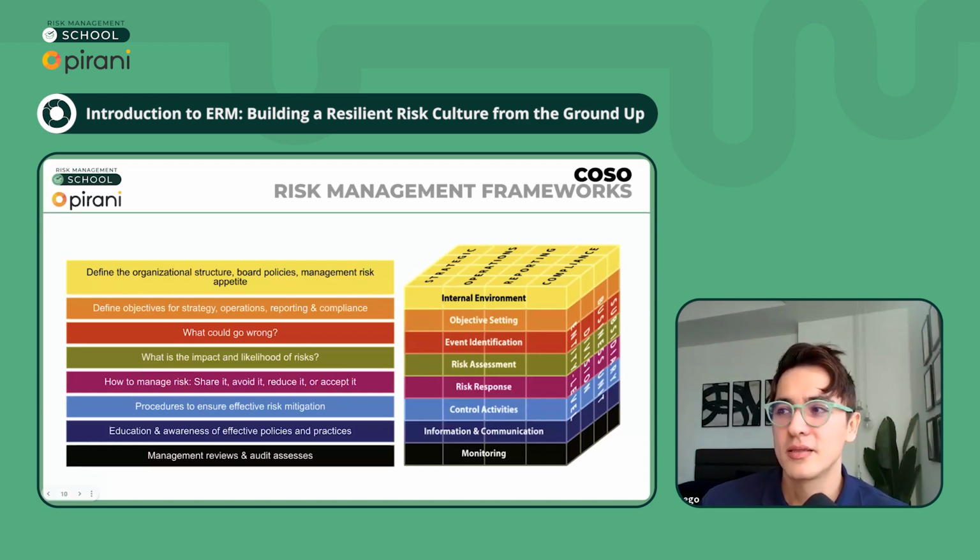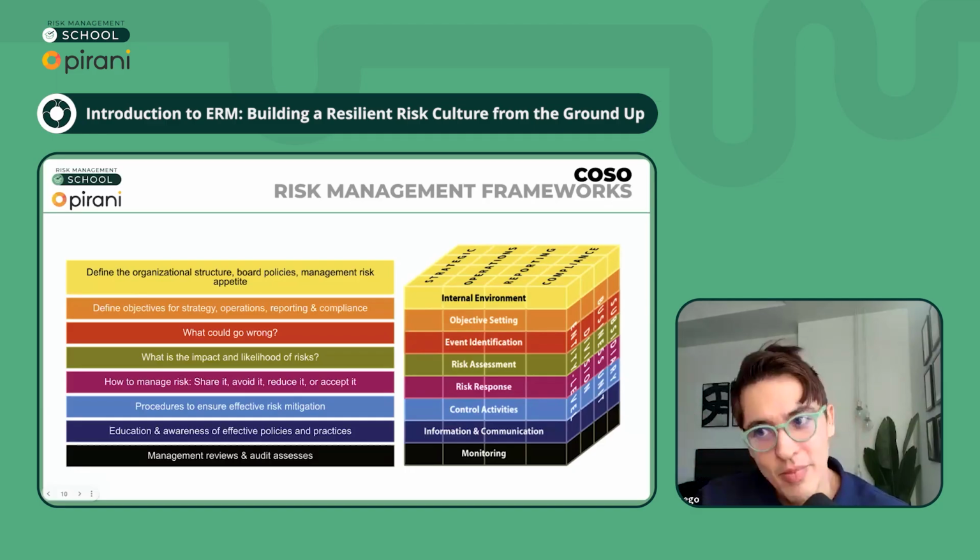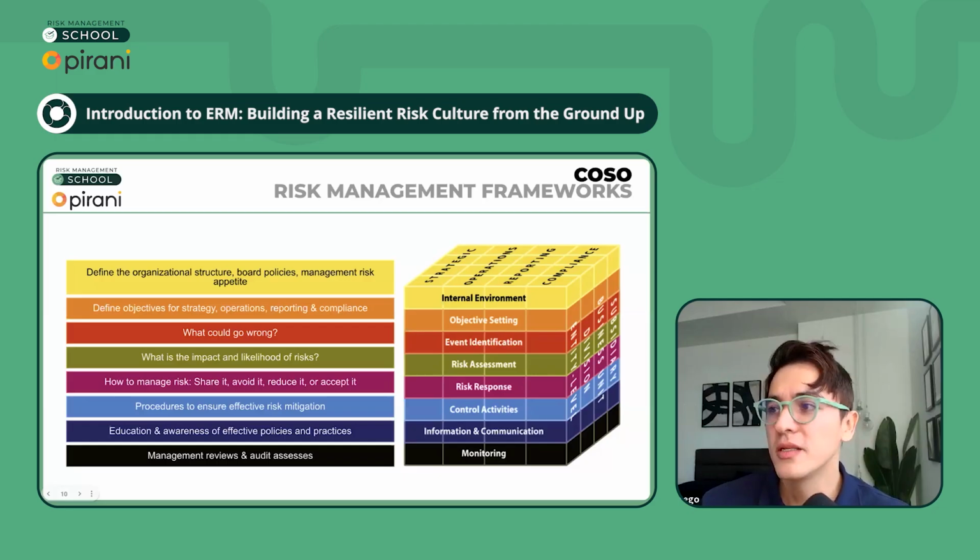So look, define the organizational structure, board policies, management risk appetite, define objectives, strategy, operations, reporting, compliance, what could go wrong based on that strategy. Risk assessment: likelihood, impact, the risk heat map or the matrix or whatever tool you're using. Risk response is the strategies that you're going to follow: you're going to treat, avoid, transfer, share, whatever.